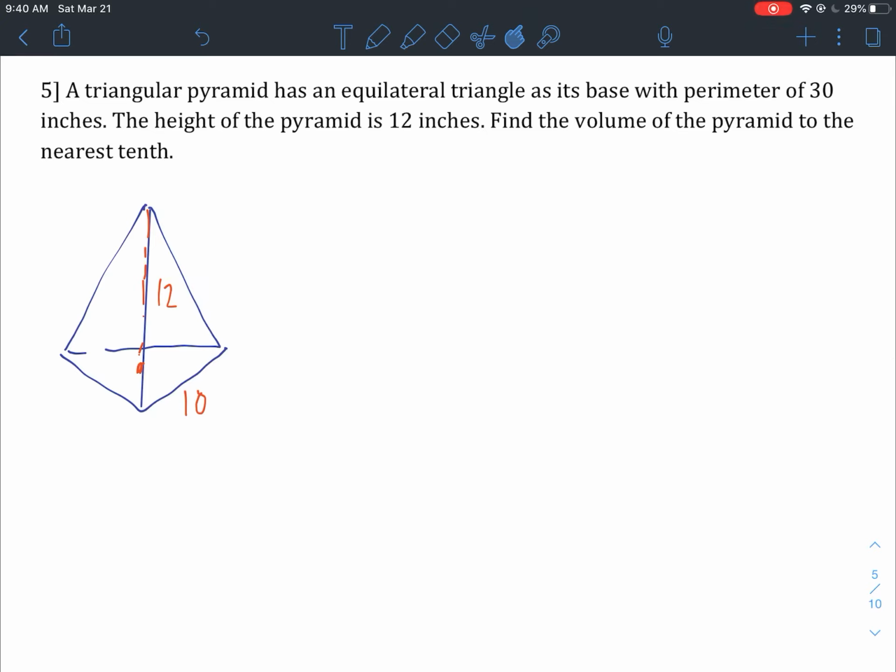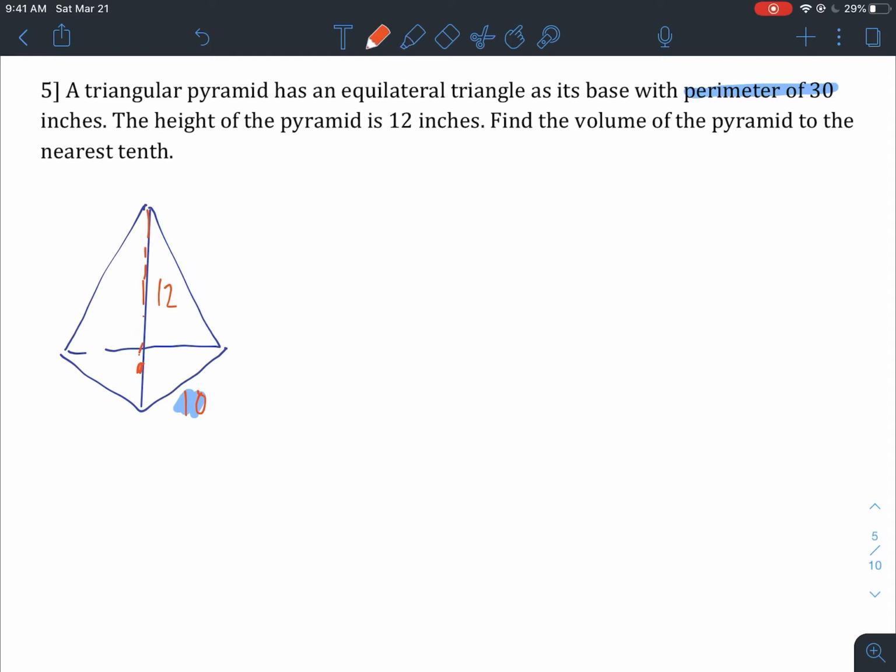Number 5, I went ahead and drew that again. Again, you don't need to draw that to help you, but if it does help you, go ahead and draw it. The perimeter of the base is 30. There's 3 sides. That's where I got this 10 from. The height is 12. Find the volume of the pyramid.